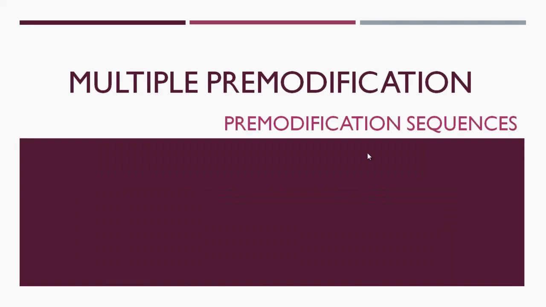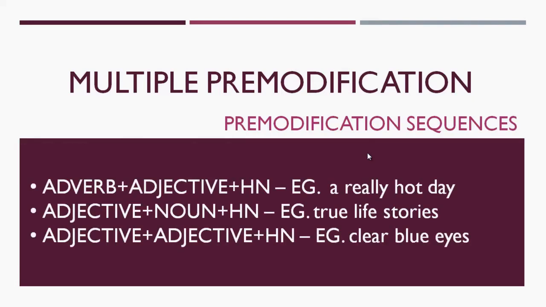Along with this simple premodification, noun phrases can have multiple premodifiers. We're going to call these premodification sequences. By far the most common sequences we can find in multiple premodification are the following. In the first sequence, please note that adverbs do not modify head nouns directly. Only occasionally adverbs can be premodifiers. In the second sequence, we can find adjectives plus nouns before the head noun. And in the last sequence, we can see the use of multiple adjectives in the premodification.